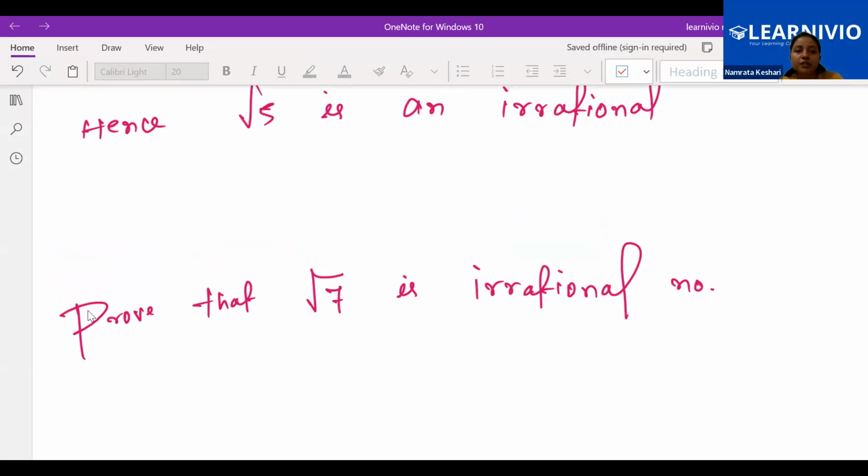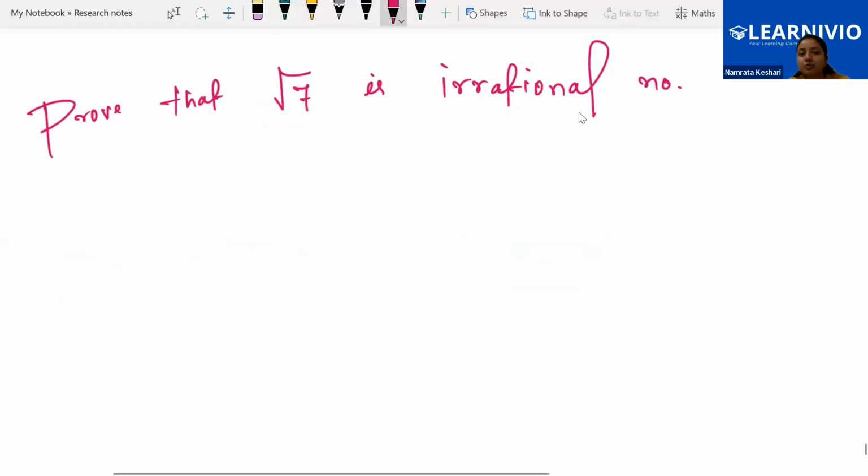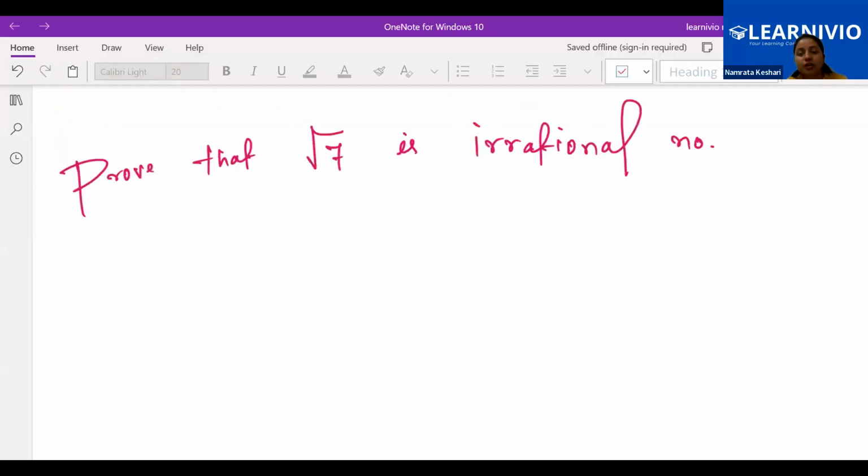You need to send the picture on the same WhatsApp number through which you get the links and everything. On the same WhatsApp number, you have to send the snap. Take a few minutes, do it quickly and send it to me, everyone. Prove that root 7 is an irrational number. Exactly the same process, exactly the same steps we need to follow. Yes, I'm waiting for each and everyone's response. Take the snap, send it to me.